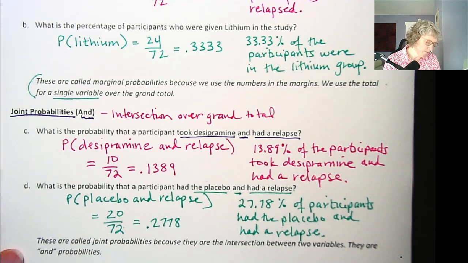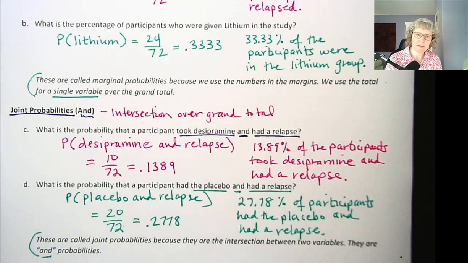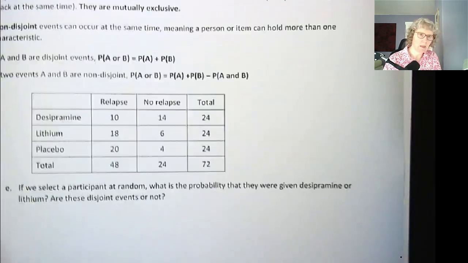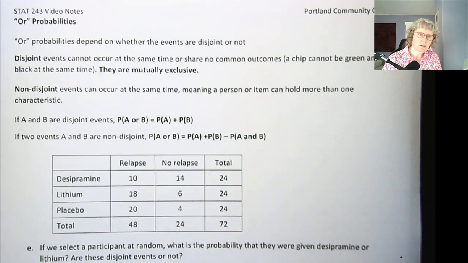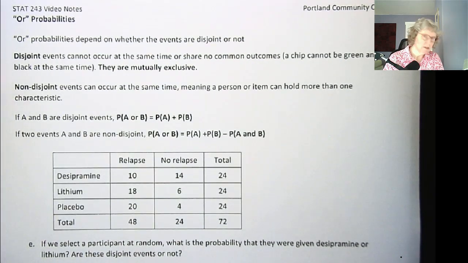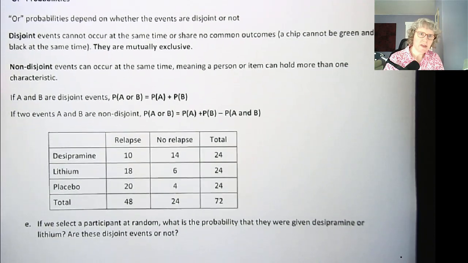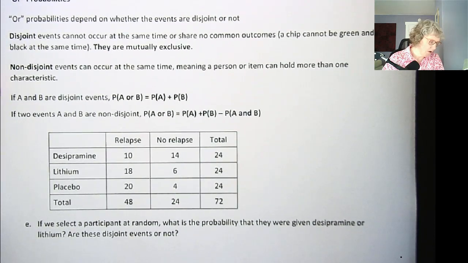Okay, and here's a note at the bottom. These are called joint probabilities because they're the intersection between two variables. And they're also sometimes called AND probabilities. And I often put the AND in quotes because AND is just a regular word and it can be confusing. Okay, so let's do one more type, and that's OR. So I'm going to go to the next notes page here. We had marginal, we had joint, and now we have OR, which doesn't have a special name other than just OR.